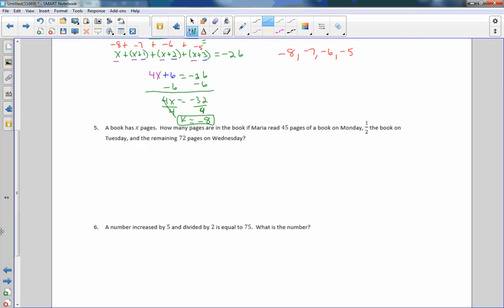Okay, number 5. A book has x pages. How many pages are in the book if Maria read 45 pages of a book on Monday, a half of the book on Tuesday, and the remaining 72 pages in the book on Wednesday? So Monday plus Tuesday plus Wednesday equals the book read in its entirety.